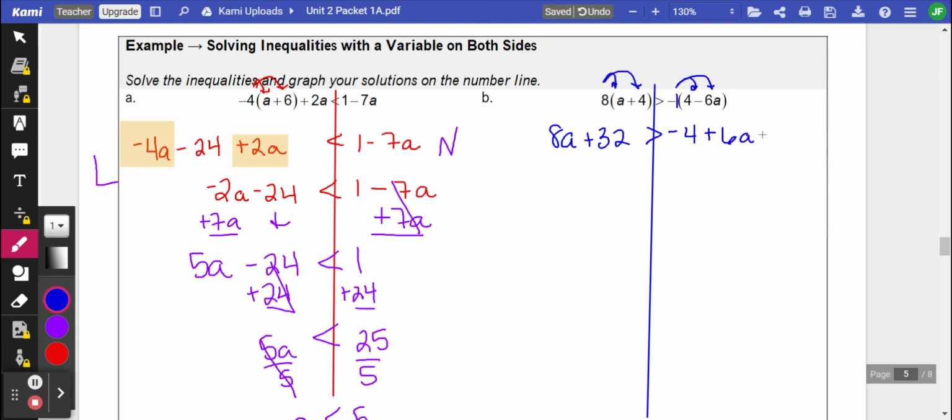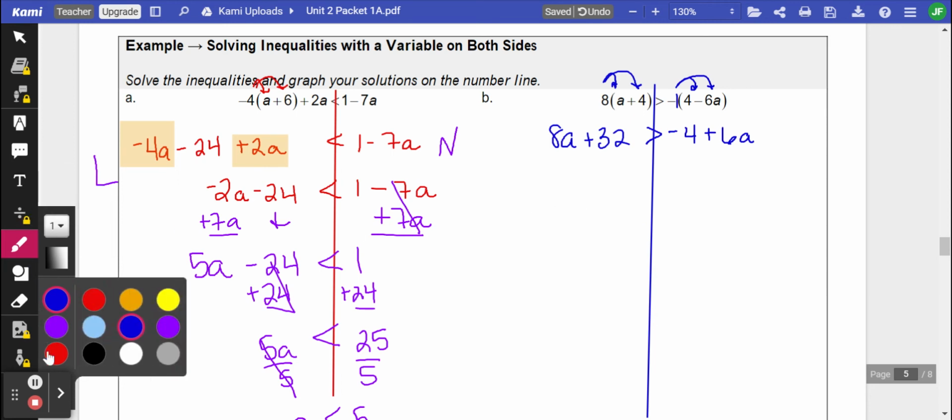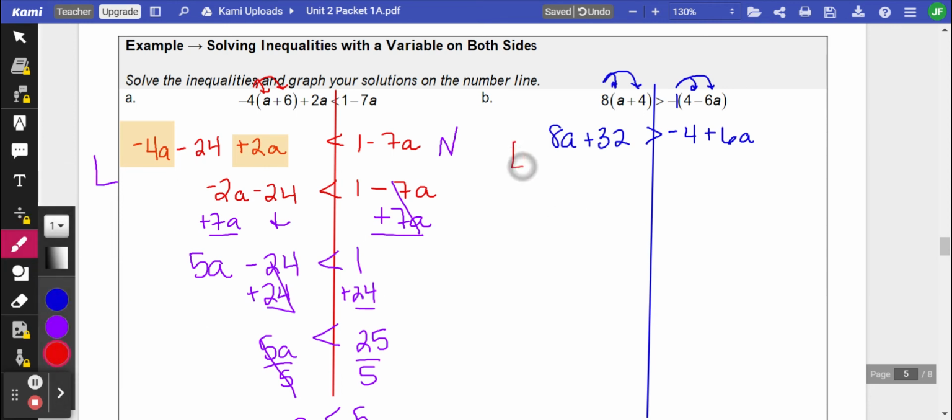Now, we need to decide if we can combine anything together on the left side. So I have an 8a and a 32. Those aren't like terms, so I have to leave them. And the same thing on the right side. I have a -4 and a 6a. Can't combine those together because they're not like terms. So now we're going to move on. We're going to label our letters and our numbers. And like I said, it helps when you're graphing to always put your letters on the left side. So I'm going to move my 6a away from my number side because I don't want any letters on that side. So I'm going to do -6a on both sides to get 2a.